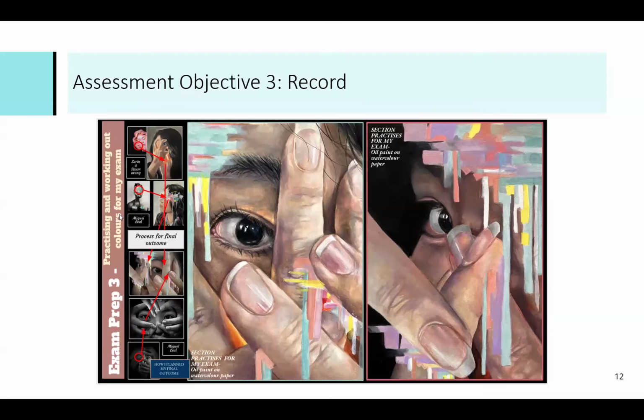For assessment objective 3, when recording ideas, observations, and insights relevant to their intentions, this candidate evidences work at the level of fully exceptional ability in Mark Band 6, exceptional, with a mark of 18. Again, like assessment objective 1 and 2, the candidate scores full marks for this assessment objective. I'll pause again for a few minutes for you to look at this.